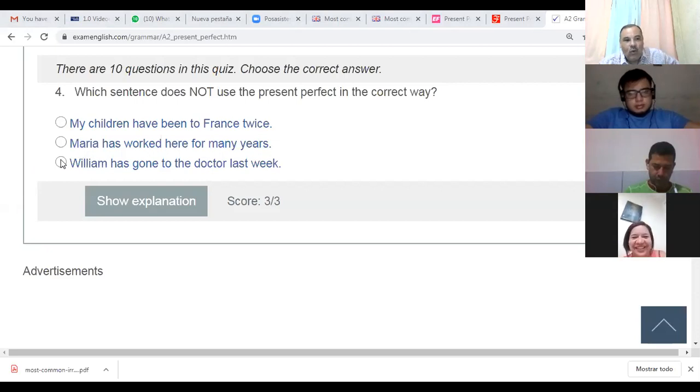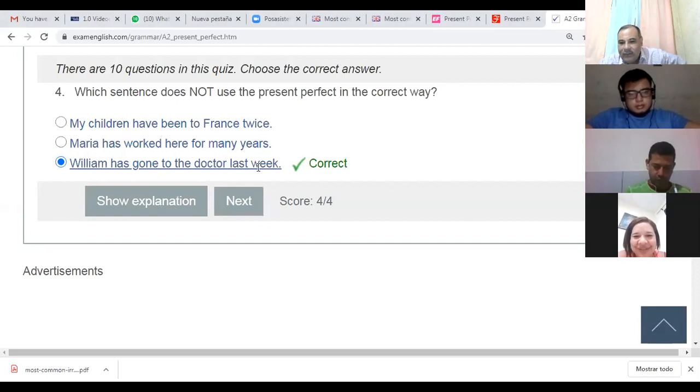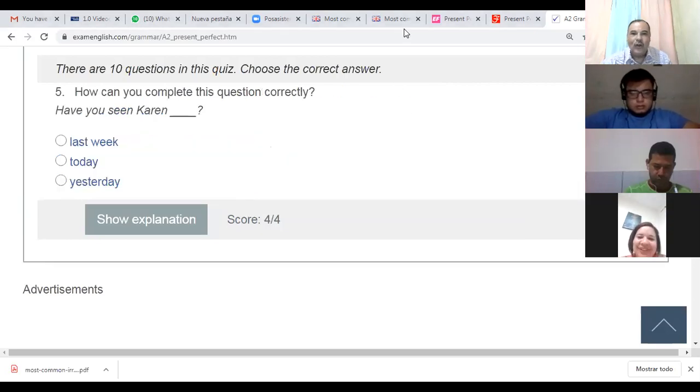Why? Because it says right here, last week. So this tells us that the action finished when? Last week. So there you should have used simple past, not present perfect. If the action continues until now, we can use present perfect. So this, the action finished last week. Okay, let me see who is next.